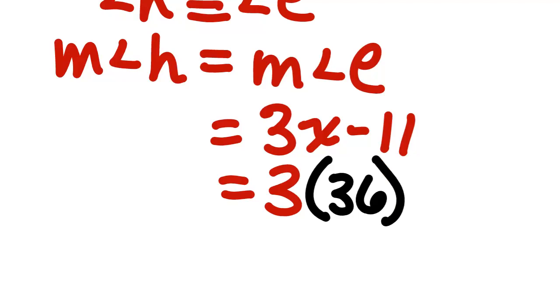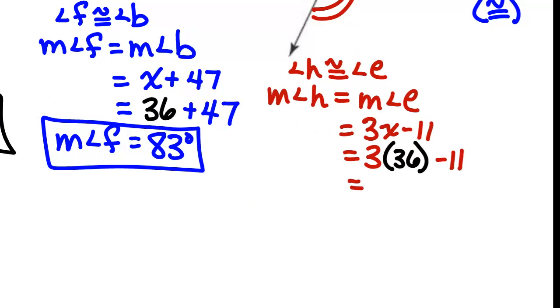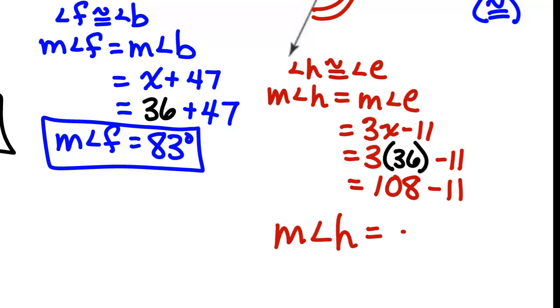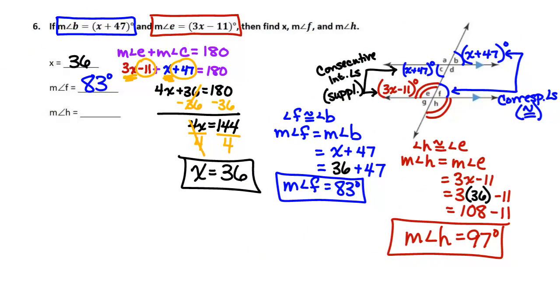36. So 3 times 36 minus 11. What is 3 times 36? 108 minus 11. 97. This is 97 degrees.